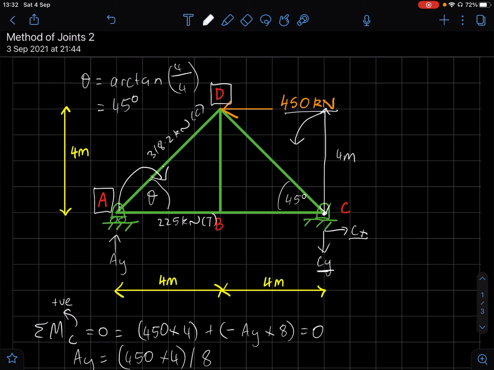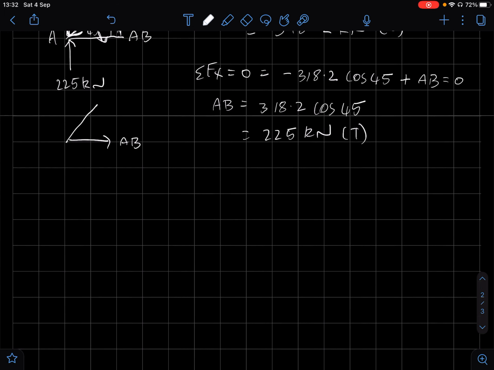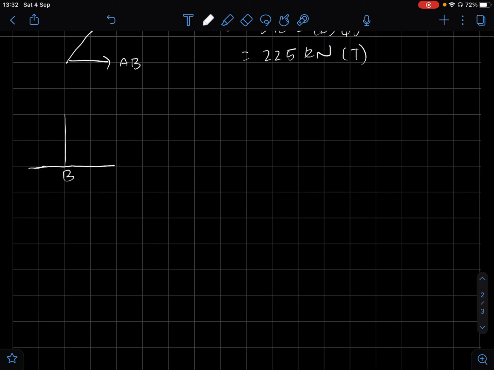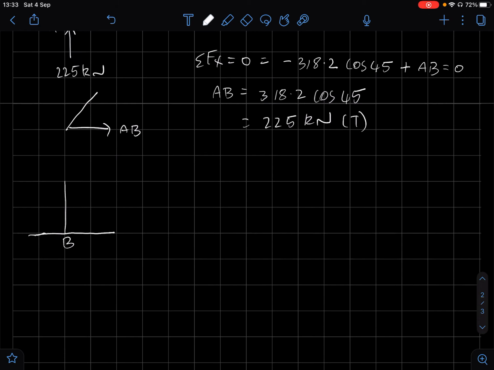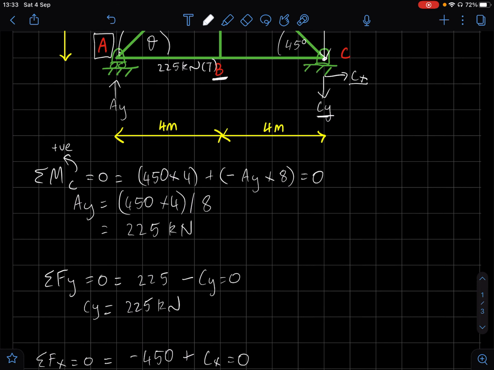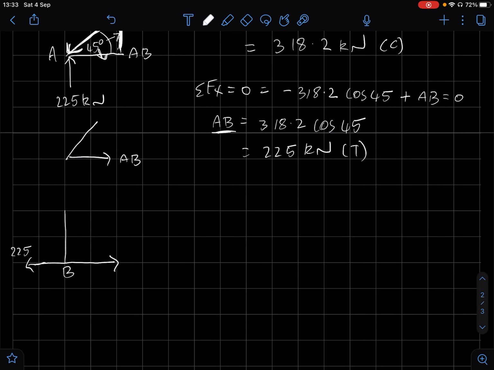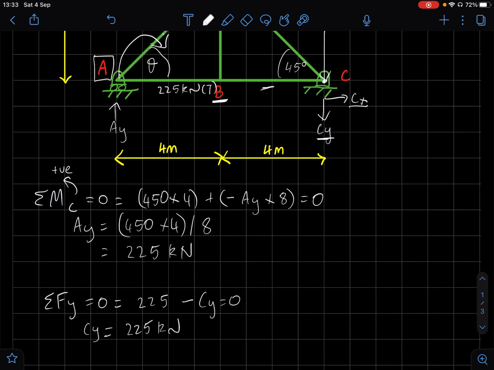Great. Now let's look at joint B. This is going to be super easy, guys. Joint B is like that. So we know that BA is in tension. We just calculated it, 225. So this one here, that's going to be B. Is that going to be BC? Yes, this member here is going to be BC. I'm going to draw it like that, BC. And this member here, what's that going to be? The vertical member. That's BD, isn't it?